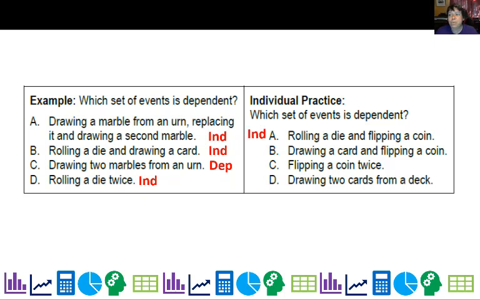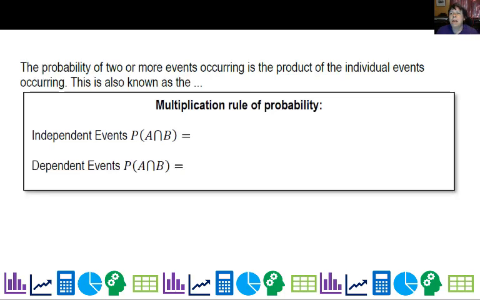Rolling a die and flipping a coin, independent. Drawing a card and flipping a coin, independent. Usually when they're 2 very different things, they tend to be independent. Flipping a coin twice should be independent. If I draw 2 cards from a deck, my deck now has 1 less card for the second card, and that's dependent. So the multiplication rule of probability, which is what I've been talking about, is for independent events, you can say, oh, the probability of getting A and then B is just the probability of A times the probability of B.